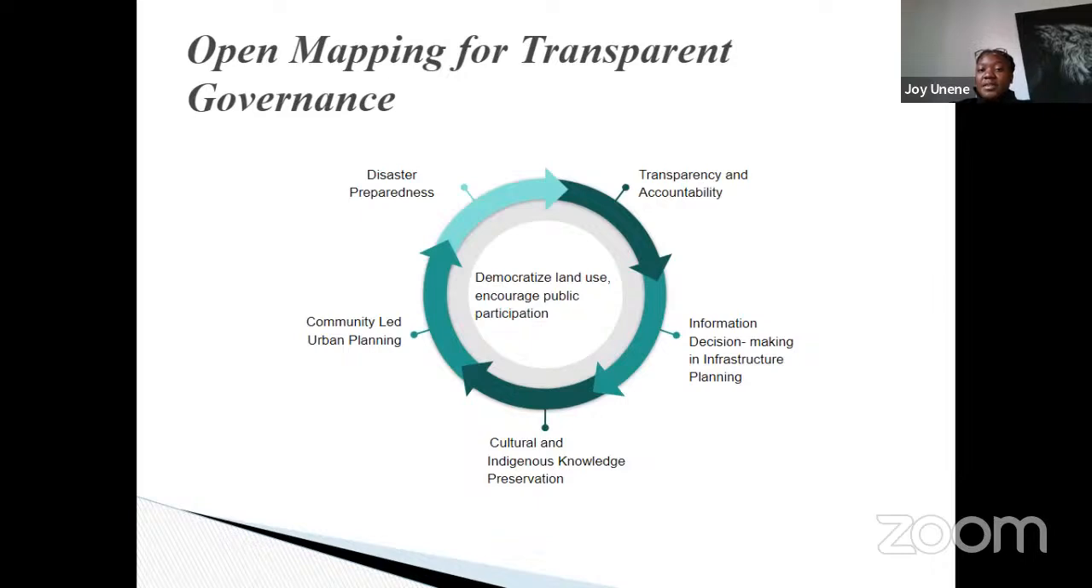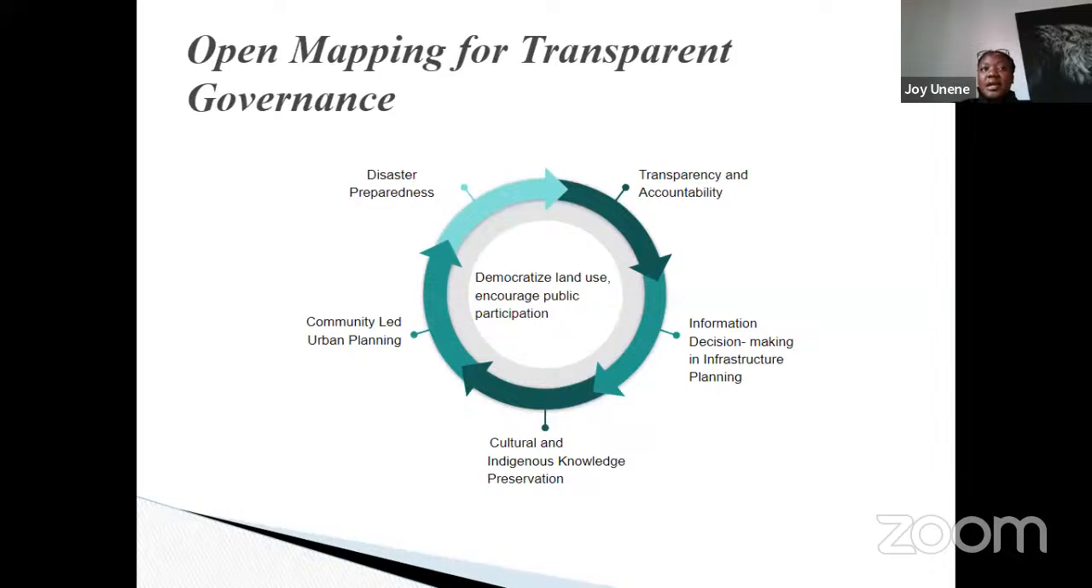I think open maps give a lot of transparency and accountability, not only to the aid agencies but also to the government. When you partner with the community, and the community gives you a proper view of what they need in a particular area, it makes it easy for them to be part of that activity, and it also gives transparency and accountability for what the government is going to do and how it's going to be done. You can easily be held accountable when resources are mismanaged or when what was promised has not been done. The second one is informed decision-making and infrastructure planning.